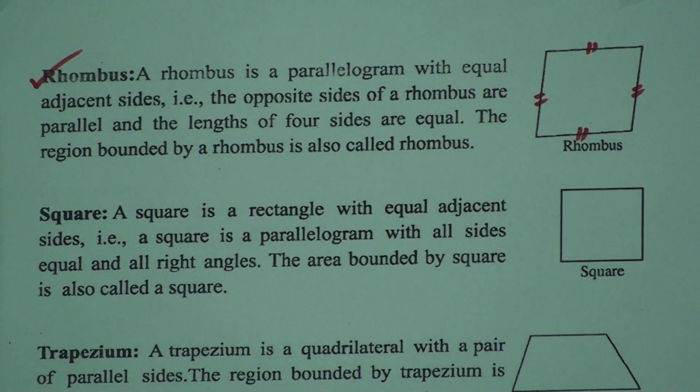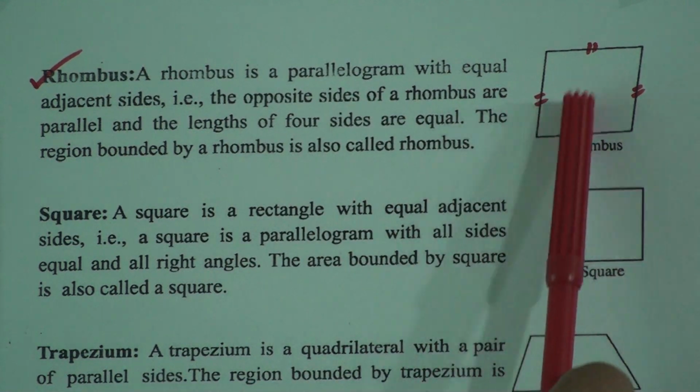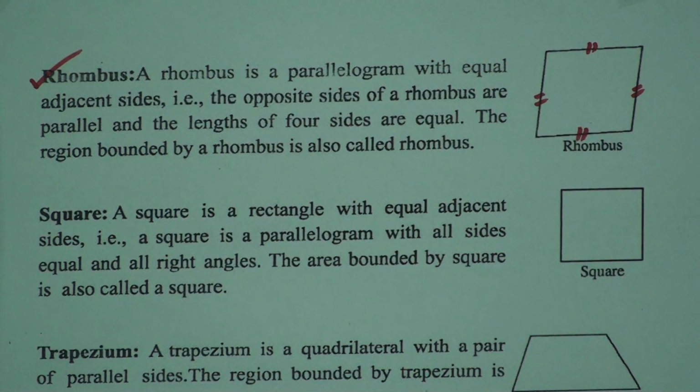The angles may be right angle or not. For any angle, this parallelogram is known as rhombus. Okay, now square.